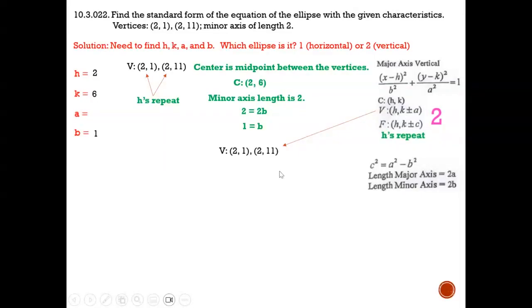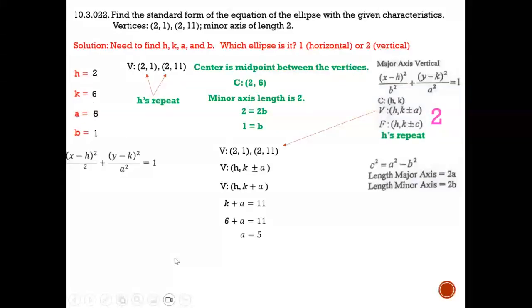Okay. So again, which one am I going to use? If I do the minus, it has to equal 1. If we do the plus, it has to equal 11. So I'm going to stick to the plus. So it'll be h, k plus a. My h is 2, and my k is 6, so 6 plus a equals 11. Subtract 6 from both sides. So a equals 5. So I got my a.